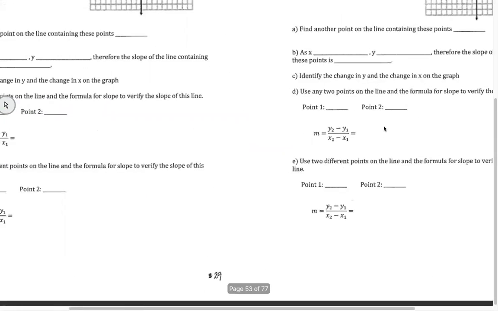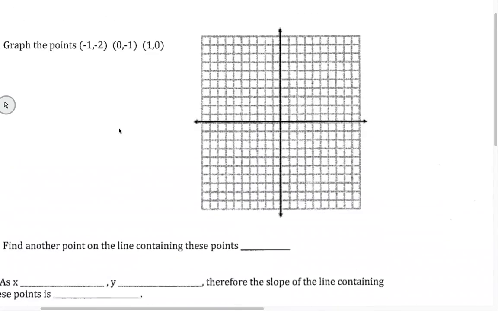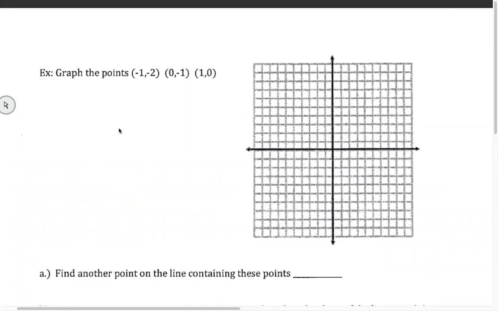And there are several different ways to calculate slope. So we will go through the first way up here with a given graph. The first thing we're going to do is plot these points. Let's plot -1, -2. That's right there. Then we're going to plot the point 0, -1. That's right there. Then we're going to plot the point 1, 0. As we can see, these points are in a line if I were to connect them.